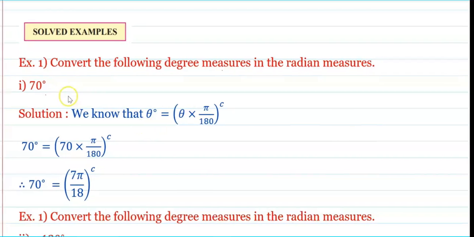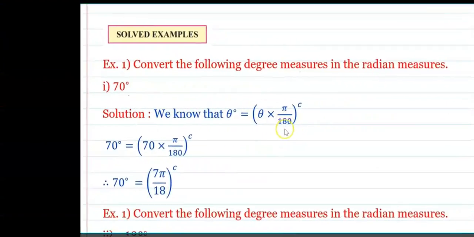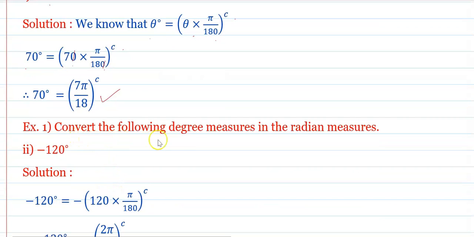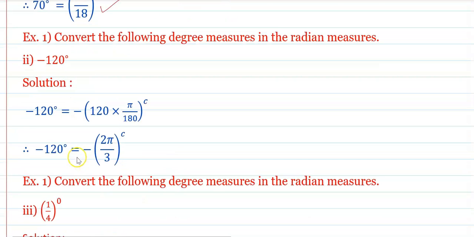And hence theta degree is equal to theta into pi upon 180 radian, and hence 70 degree is equal to, in bracket, 70 into pi upon 180 radian. And here if we simplify, this 0 gets cancelled, you will get 7 pi upon 18 radian. This is how 70 degree is converted into the radian. Next, convert the following degree measure in the radian measure. Minus 120. Same thing is here.